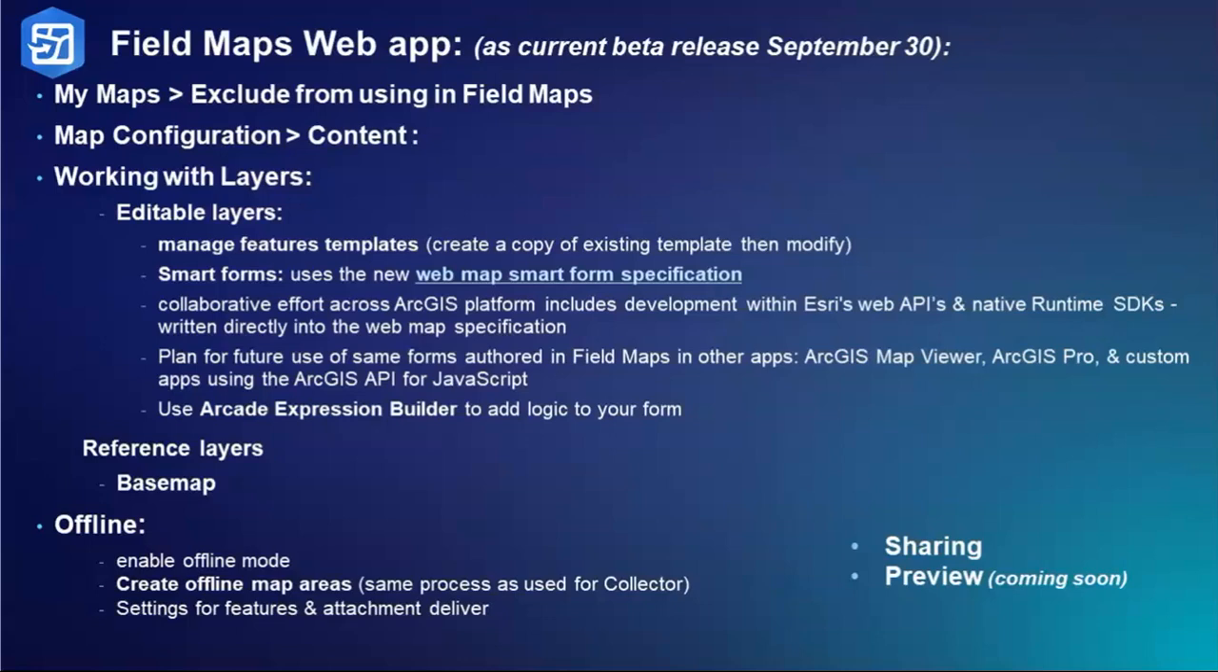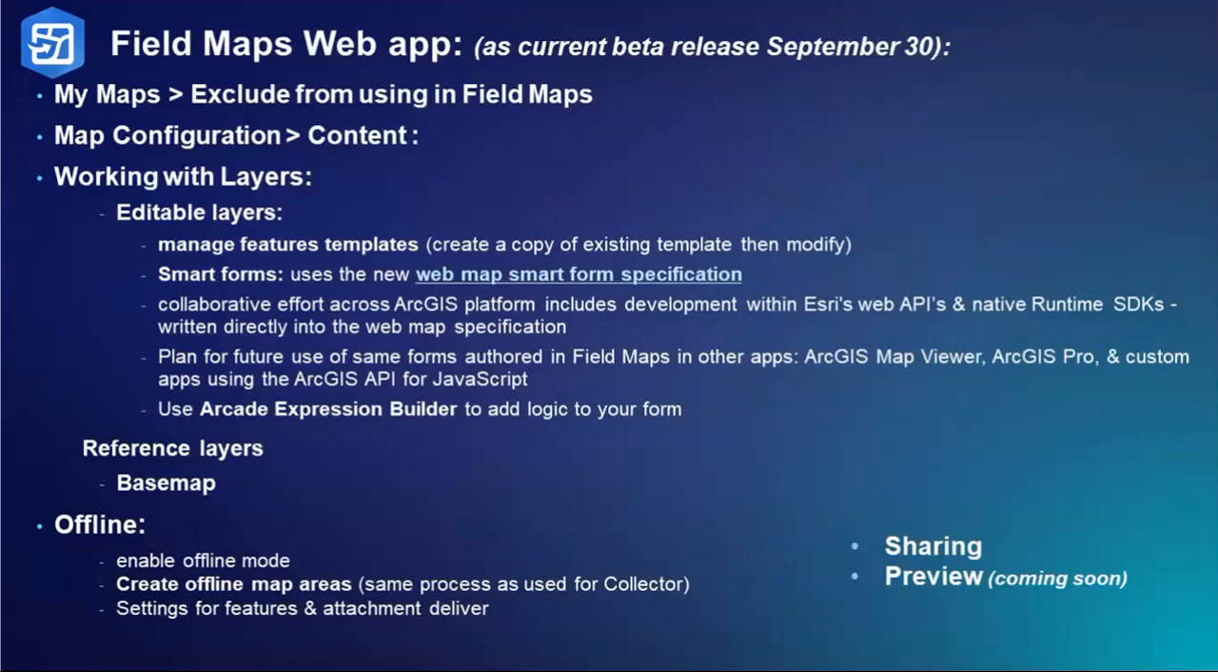Survey123 uses the XLSForm, which is very different and unique in use of ArcGIS to Survey123. ArcGIS web maps use the new web map smart form specification. This is described in our developer documentation if you follow the above link. The web map specification describes the JSON object which defines a web map. This new specification is a collaborative effort across the ArcGIS platform that includes development within Esri's APIs and in native runtime SDKs, and is written directly into the web map specification.